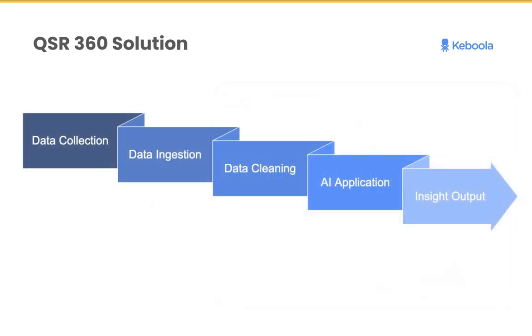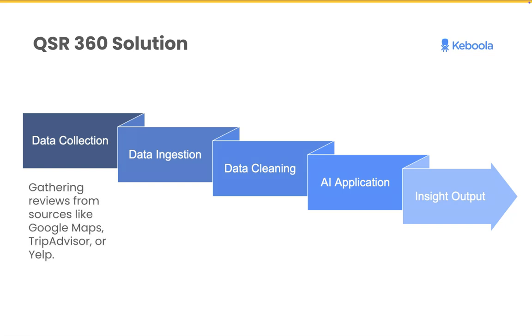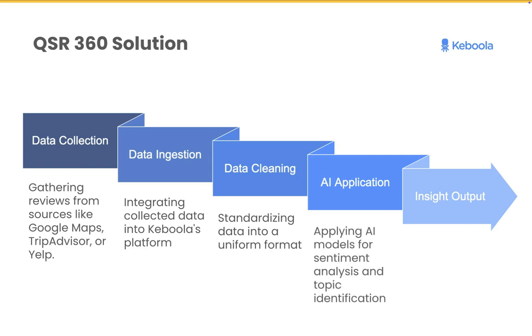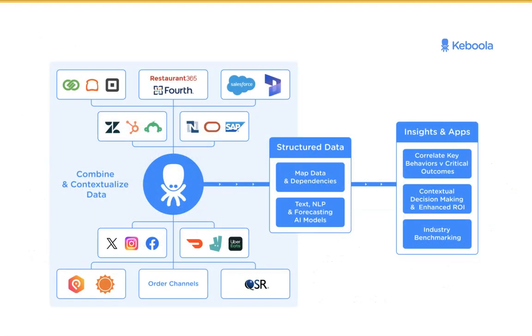Fundamentally, Keboola's platform provides seamless integration with review sources like Google Maps, TripAdvisor, and Yelp. We've designed it to ingest and integrate data from multiple sources, clean and standardize that data into a uniform format, apply AI models to extract actionable insights, such as sentiment analysis and identifying key topics like food quality or service, and ultimately present those insights in an easy-to-explore format for non-technical users. All of this happens within Keboola, under one roof, making the entire process streamlined and efficient.